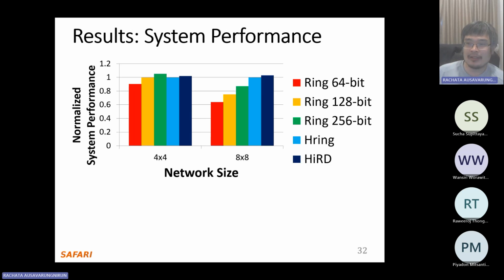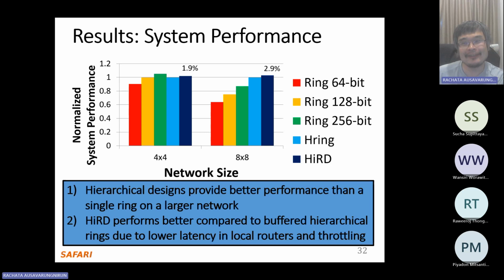System performance: we perform better than the ring designs, including the buffered hierarchical ring, across 2 different network sizes that we tried. So the y-axis here shows performance, right? We get about 1.9% over the buffered version. Doesn't seem like a lot of gain, right? But be careful, because this is performance. We want to design so that the performance stays the same, all right? So it actually provides better performance, which is good, all right?